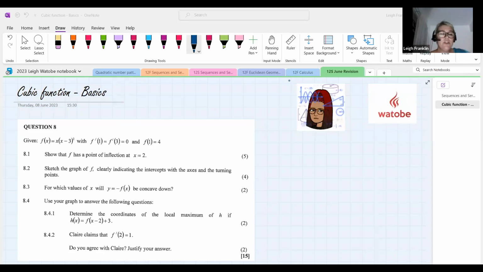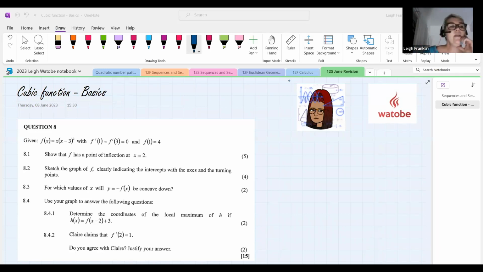Okay, all right. Well, let's jump in. We're going to talk about cubic functions tonight. We're doing basics. Even though we say basics, the questions that I've picked for you this evening are not necessarily completely straightforward. They're not the most difficult questions, but it's cubic function, either sketching, finding the equation of, etc., etc.